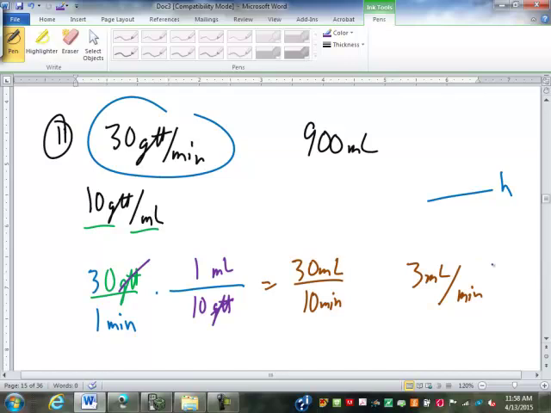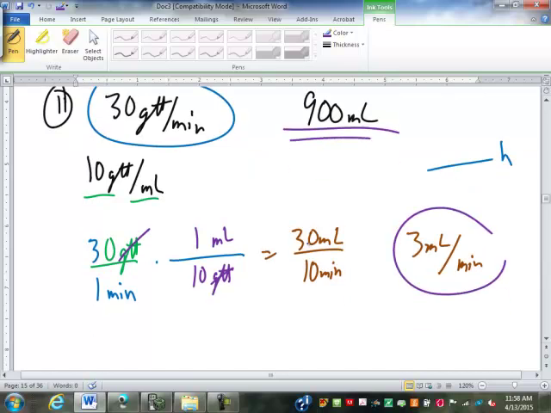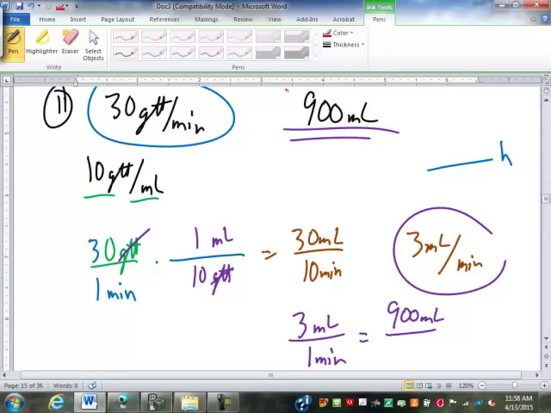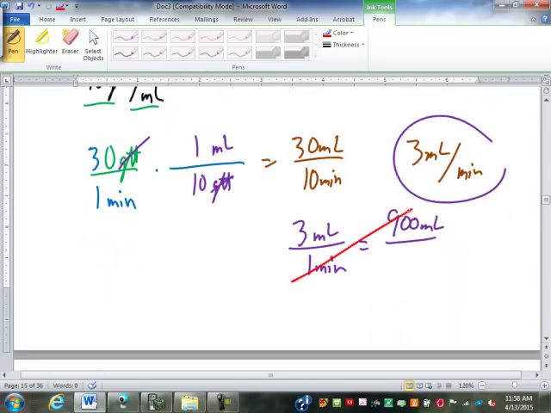And now we need to figure out how long it's going to take for 900 milliliters. Well, we have 3 milliliters in 1 minute. How long is it going to take for 900 milliliters? This is a proportion now because we're keeping the same units. We're still keeping milliliters and minutes. We're just changing the numbers from 3 milliliters to 900 milliliters. So we cross multiply and divide here, and we find that 3 milliliters in 1 minute means 900 milliliters will take 300 minutes.